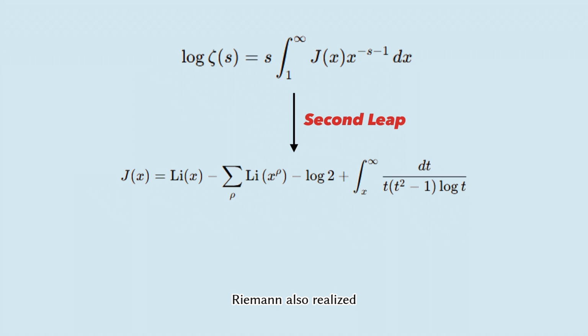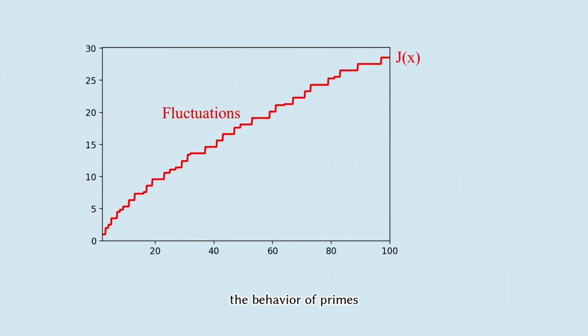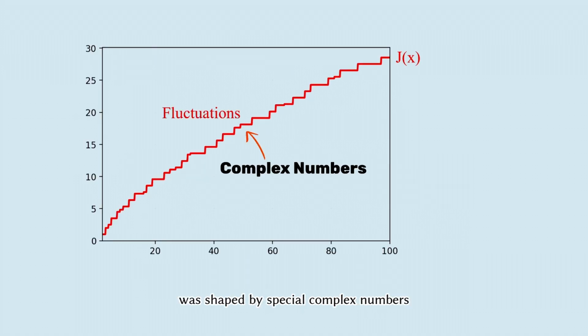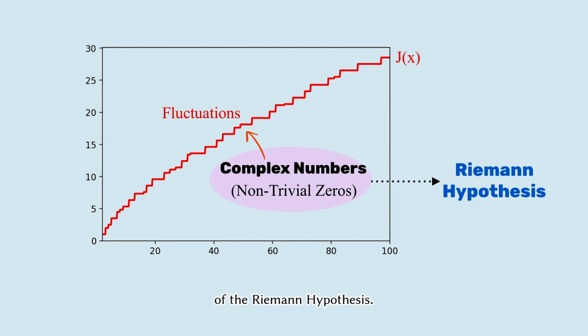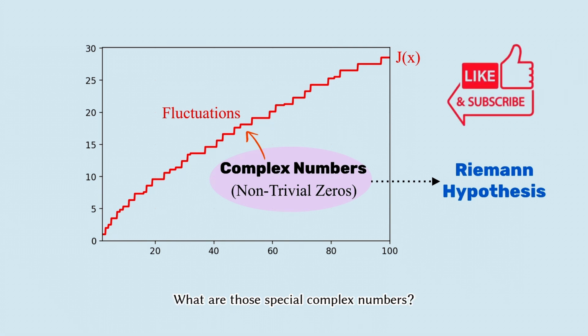Riemann also realized the behavior of primes was shaped by special complex numbers called non-trivial zeros. Riemann had arrived at the doorstep of the Riemann hypothesis. What are those special complex numbers? How can they control primes? That is the next story.